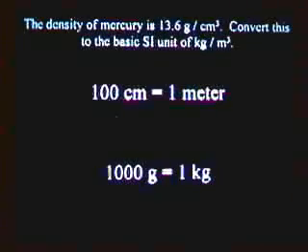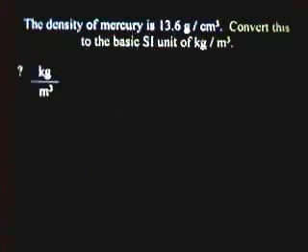or prefix equalities. So we're going to take 100 centimeters and recognize that that's the same thing as a meter, and that 1,000 grams is the same thing as a kilogram. If you need to reference prefix definitions to help you set up these equalities, please do so. So to solve this problem, we're trying to identify the unit that is desired, in this case, that is the kilogram per meter cubed. We're starting off with a number, 13.6, that is in grams per centimeter cubed.